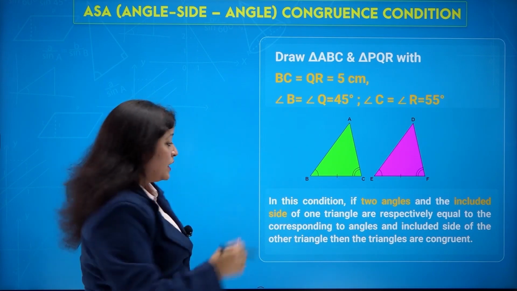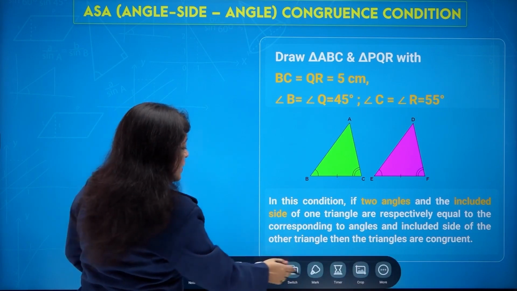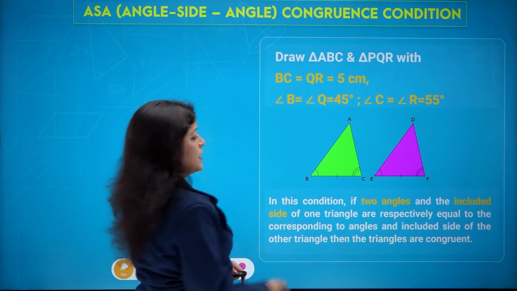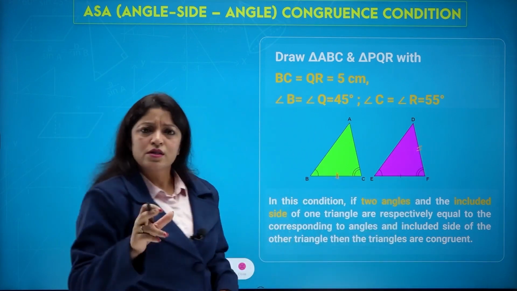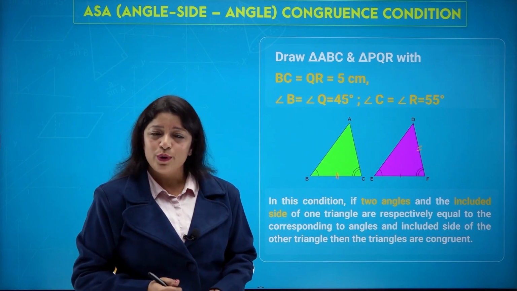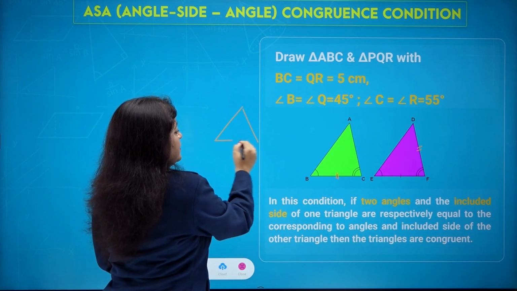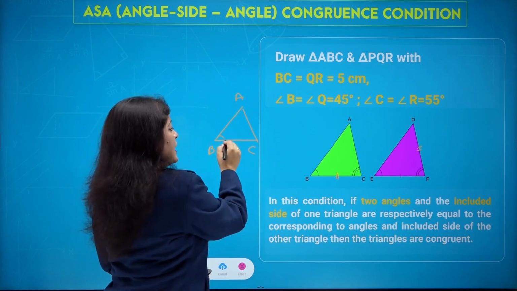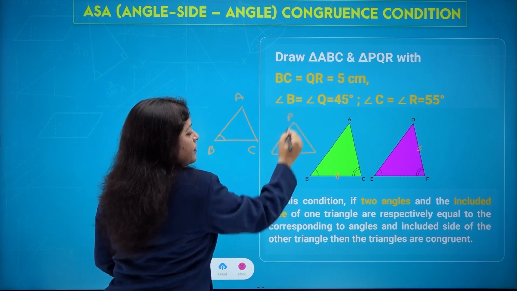But what if instead of giving the side BC equals to EF, I have been given, say, the side BC equals to the side DF, still will the two triangles be congruent to each other? So let's check it. Suppose if two triangles are there, triangle ABC, in which it is given that angle B of the second triangle PQR.